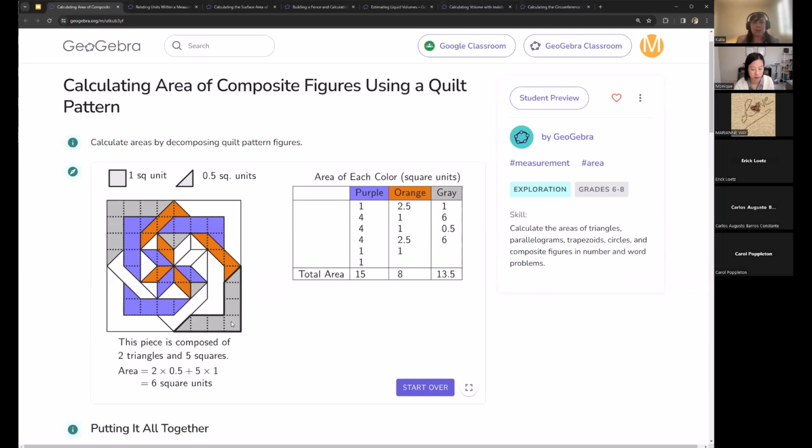So it tells you that that piece is composed of two triangles and five squares, and it actually calculates out that area right there in an equation. So students can see that, oh yes, this is 6 square units. And then that gets added into the table there as we continue to calculate the total area. I just thought this was a pretty fun one.